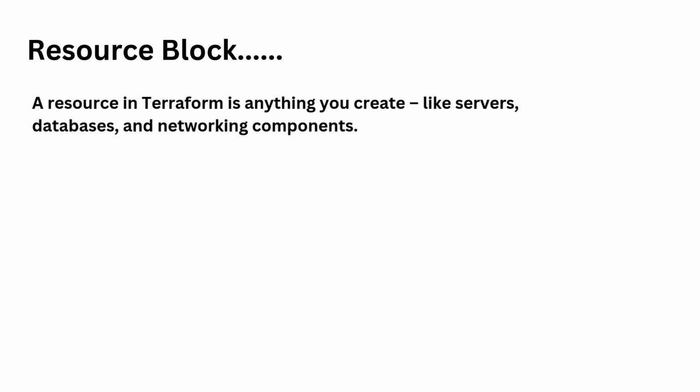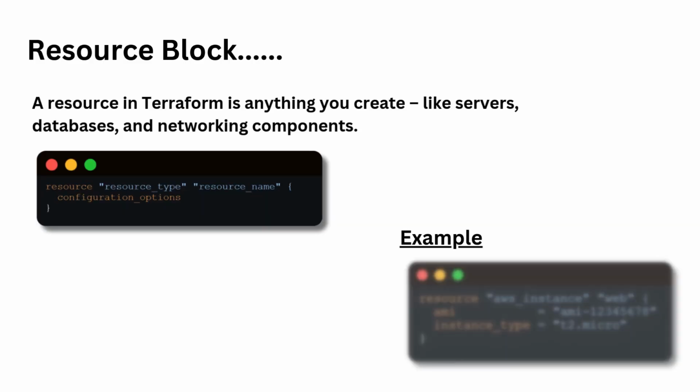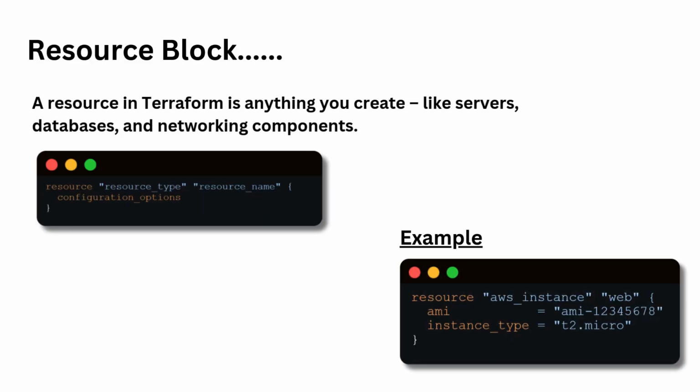Two is resource block. A resource block in Terraform is anything it creates, like servers, databases, and networking components. The syntax follows the structure: the resource type, resource name. Then inside the block, you can specify configuration arguments. Now, let's say, for instance, this block tells Terraform to create an EC2 instance with the specified arguments.